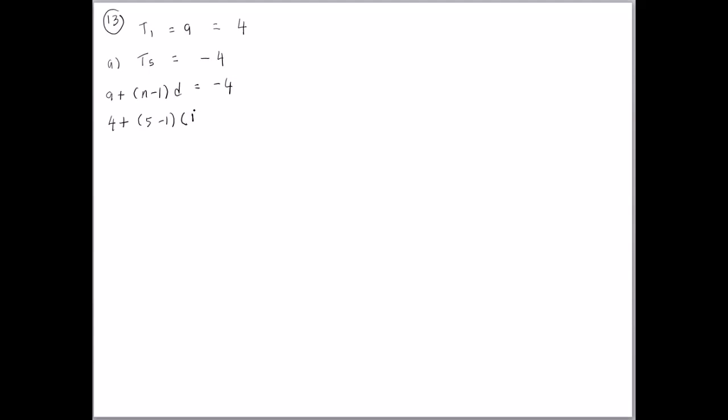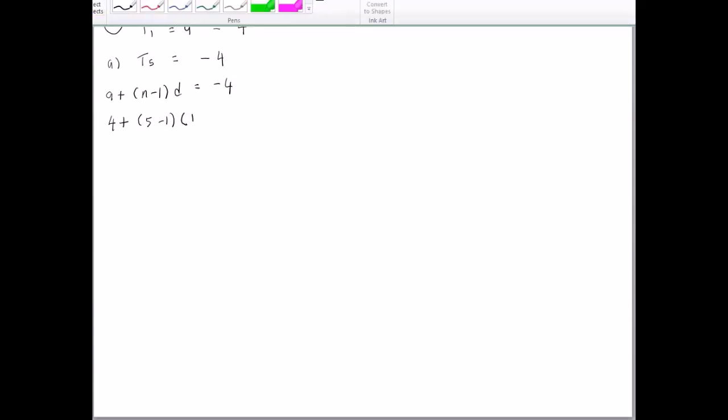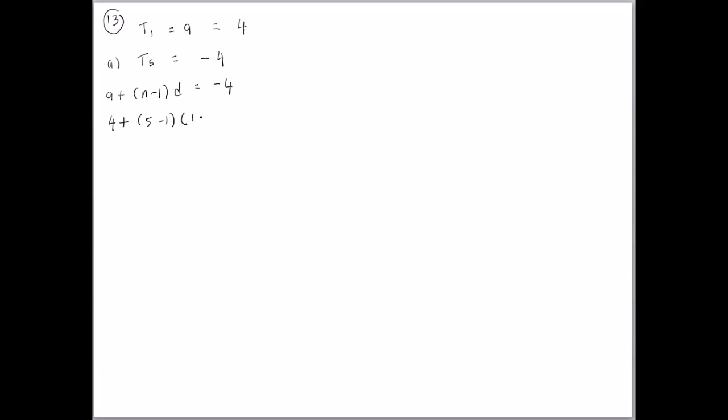d is the value that we want to find. Okay, 4 plus 5 minus 1 is 4d equals negative 4. Okay, leave 4d. Bring 4 to the other side, negative 4 minus 4. So negative 4 minus 4, we get negative 8. To find d, negative 8 divided by 4. So d equals negative 2.